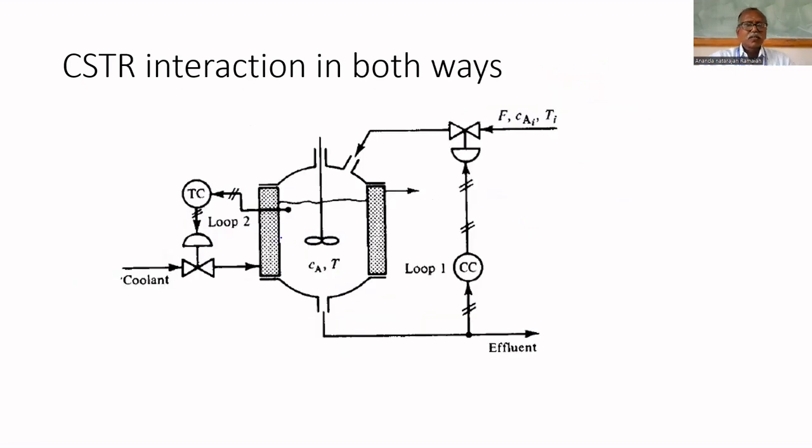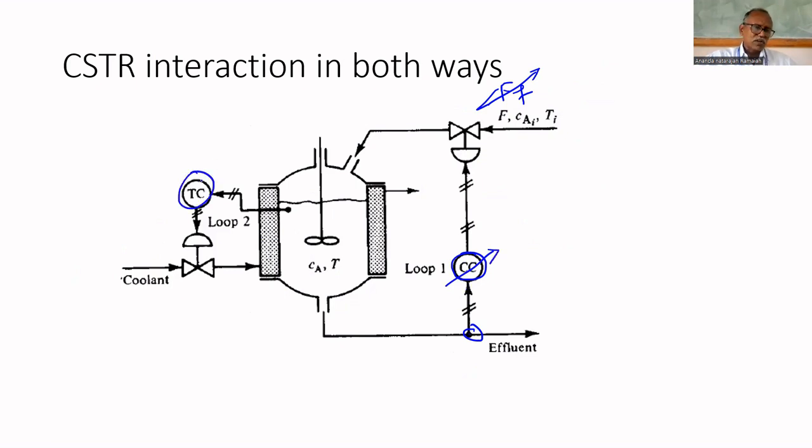Now let us see interaction in both ways. It is a CSTR, a continuously stirred tank reactor. In that reactor, a composition controller checks the composition, and based on that, the feed flow rate is regulated.